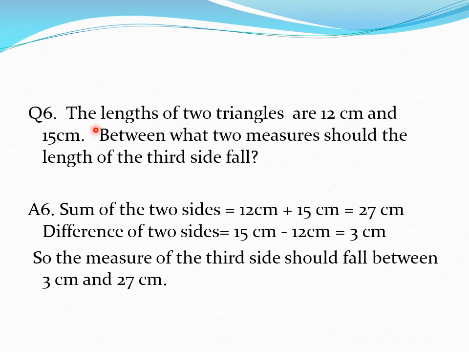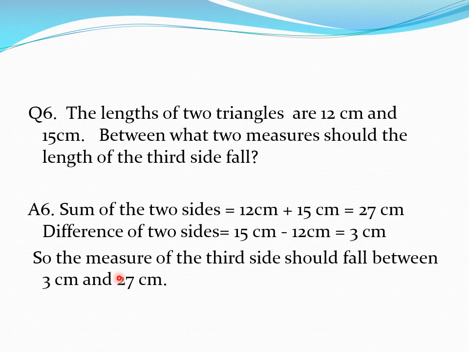Question number 6. The lengths of two sides of a triangle are 12 cm and 15 cm. Between what two measures should the length of the third side fall? For this answer, we have to think of the property of the sides of a triangle. The sum of the two sides is 12 centimeter plus 15 centimeter, equal to 27 centimeter. The difference of the two sides is 15 centimeter minus 12 centimeter, equal to 3 centimeter.